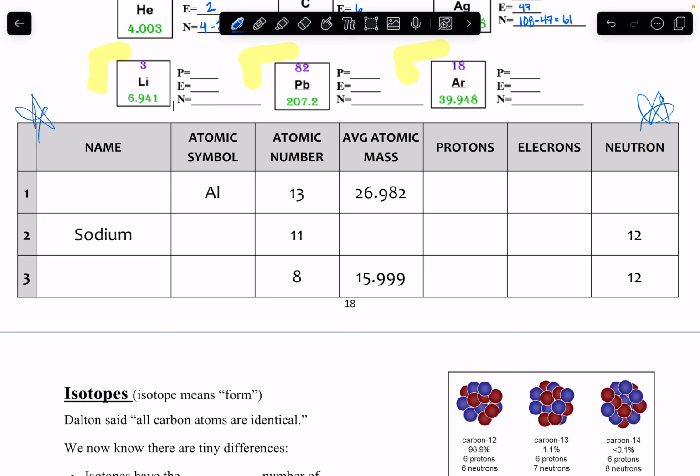So I have an atomic number of 13. It's telling me that it's Al, and then my average atomic mass is 26.982. Before I go look at a periodic table, I know that my atomic number is equal to the number of protons, which is equal to the number of electrons. So I can automatically fill this in on the entire table. So I know that this one with 13 is 13 protons, 13 electrons. This one with 11 is 11 protons, 11 electrons. And this one with 8 is 8 protons, 8 electrons. Okay? Now let's go fill out the rest of number 1.